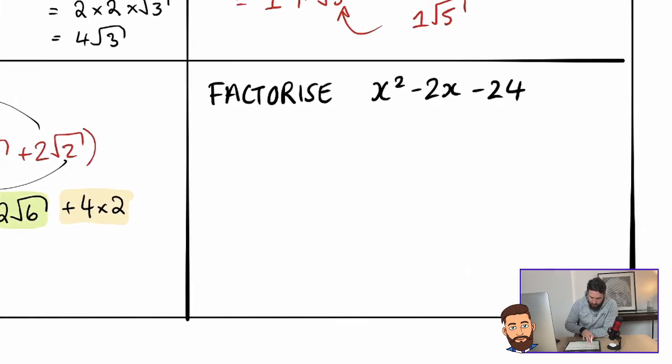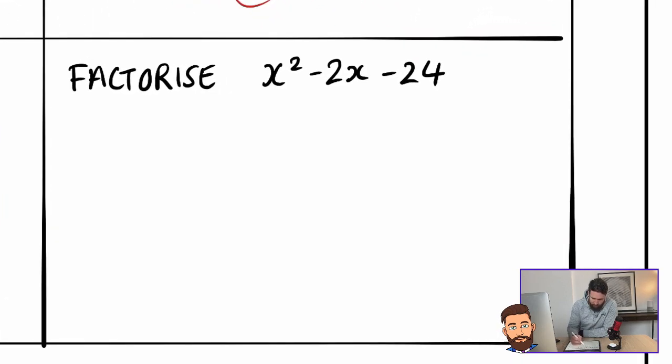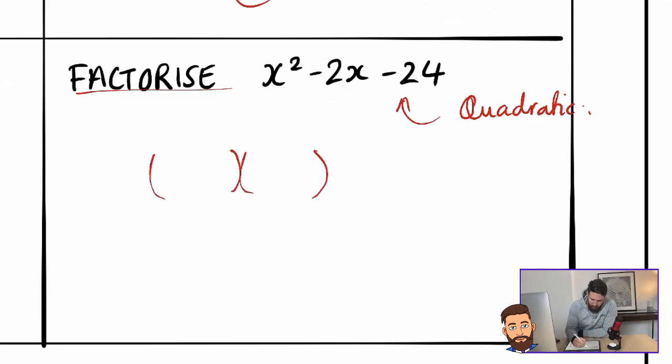Okay, moving over to this. This is just recalling how to factorize. So remember, this is a quadratic. The first thing you should spot is this is a quadratic. When you are asked to factorize a quadratic, you must put it into 2 brackets. And what we need is 2 numbers that multiply together to make minus 24 and add together to make minus 2.